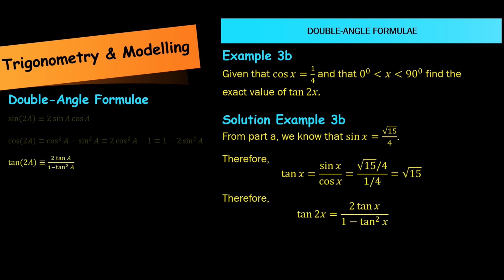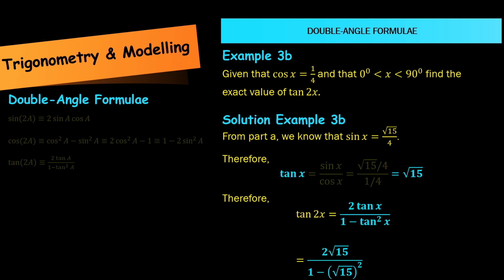Now we can use the double angle formula for tan. And plugging in the value of tan x gives us that tan 2x equals 2 root 15 over 1 minus root 15 squared, which when tidied up is equal to minus root 15 over 7.